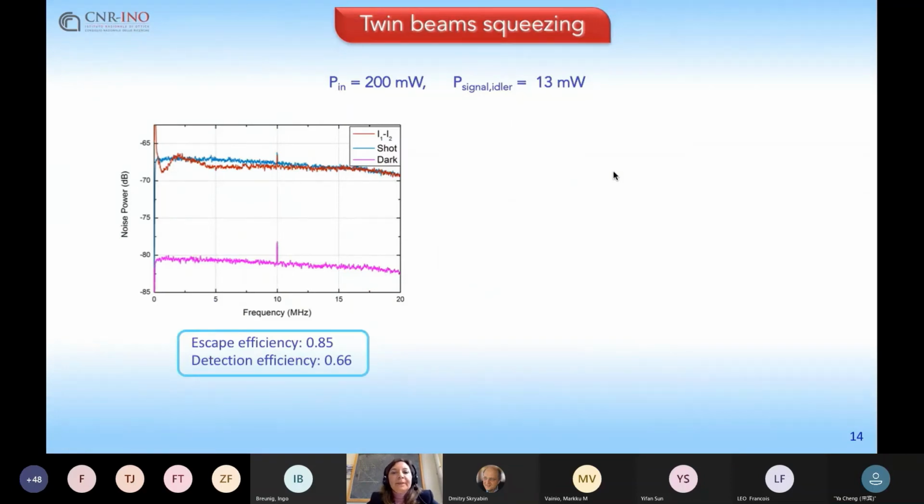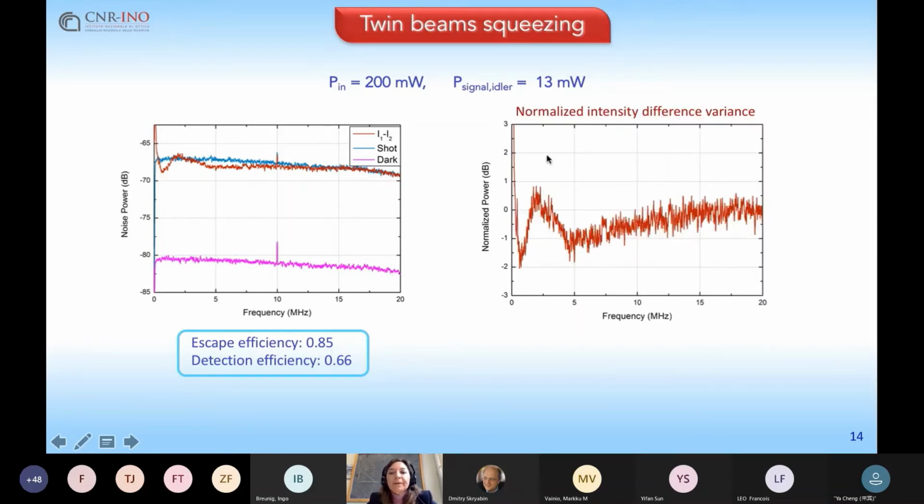And these are the experimental results that we obtained. When we pump the cavity with 200 milliwatts of pump power, we have signal and idler with 30 milliwatts of power per sideband. The plot shows the spectral variance of the intensity difference, which is the red signal, compared to the shot noise, which is the light blue signal. The pink signal is the dark noise, so the electronic technical noise.